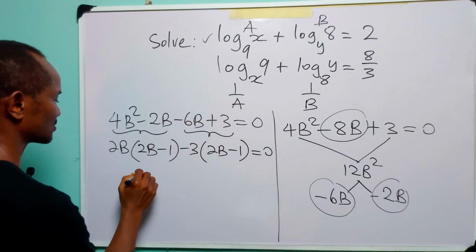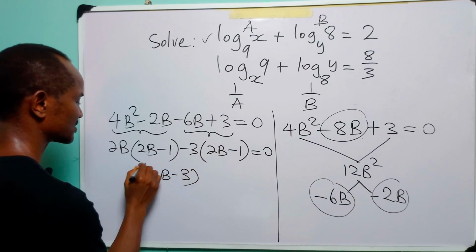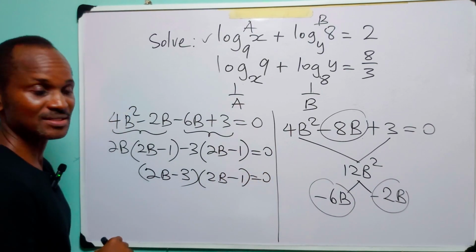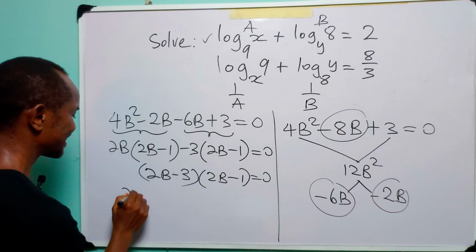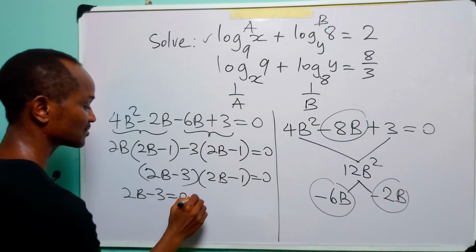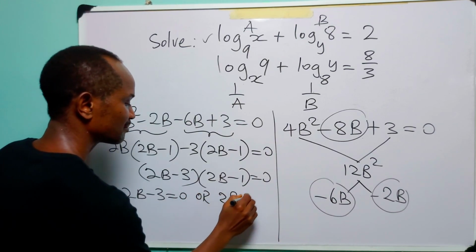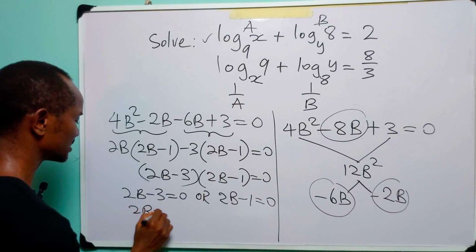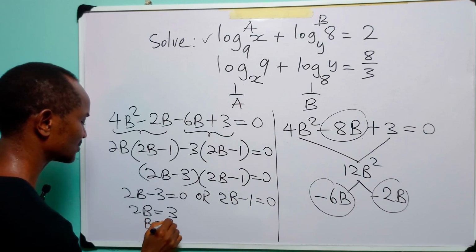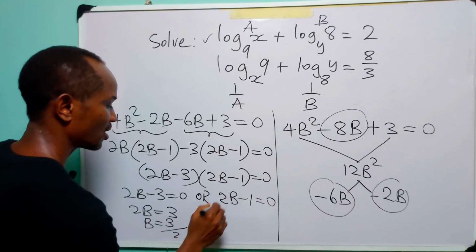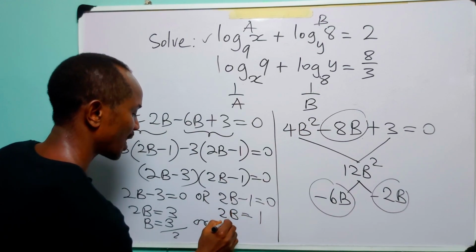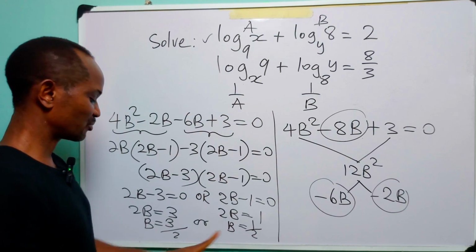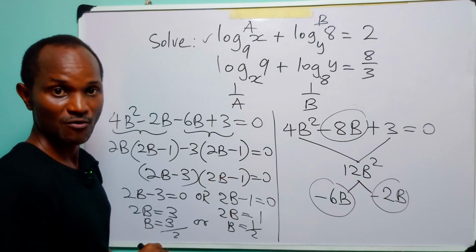Now we collect the factors. We have 2b minus 3 multiplied by 2b minus 1 is equal to 0. From here, we have that either 2b minus 3 is equal to 0 or 2b minus 1 is equal to 0. From this equation, we have that 2b is equal to 3 and b is equal to 3 over 2. Or from this, we have that 2b is equal to 1 and b is equal to 1 over 2. So now we have two values for b, 3 over 2 and 1 over 2.